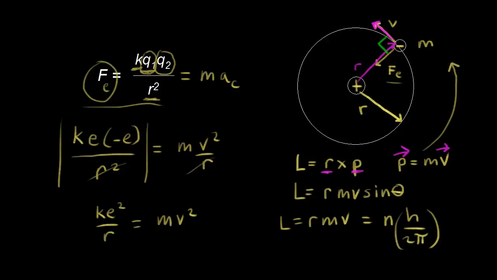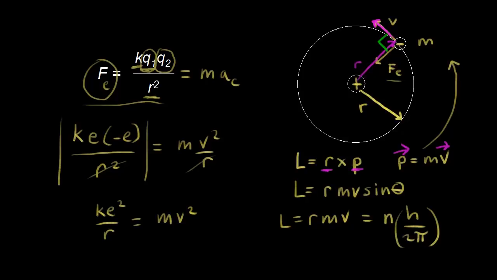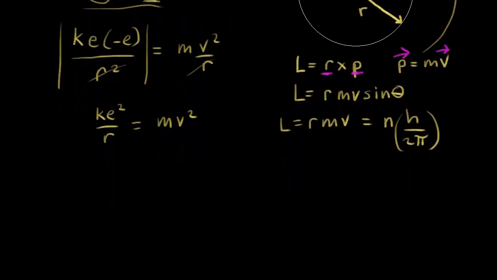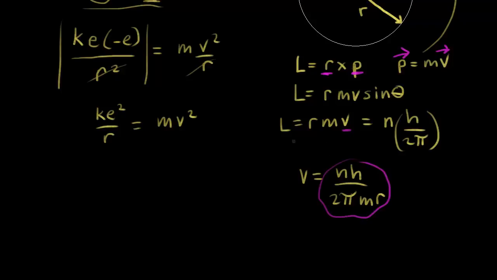So this is what Bohr came up with, and he took this and he solved for the velocity. So let's go ahead and do that. On the right, we're just going to solve for v. The velocity is equal to n times h divided by 2 pi m r. So we just solve for v, and then we're going to plug that into our other equation over here on the left.